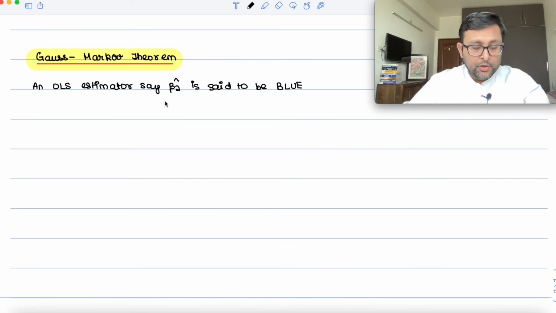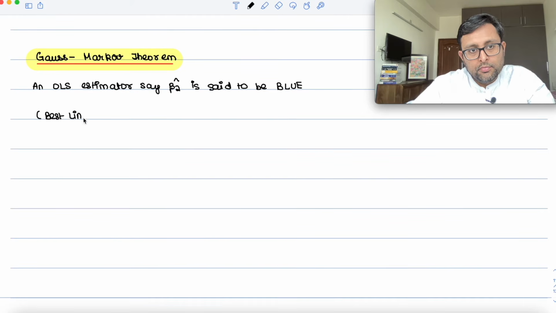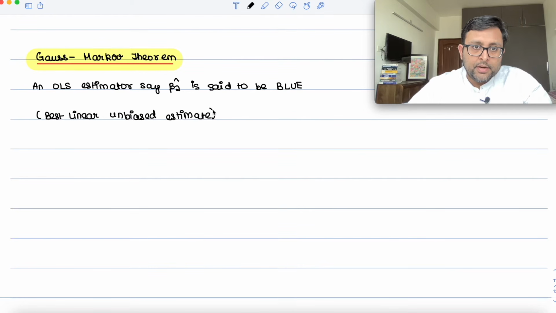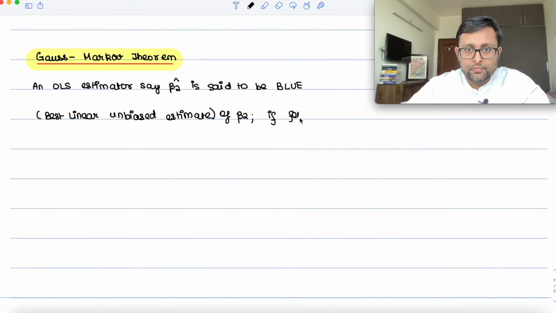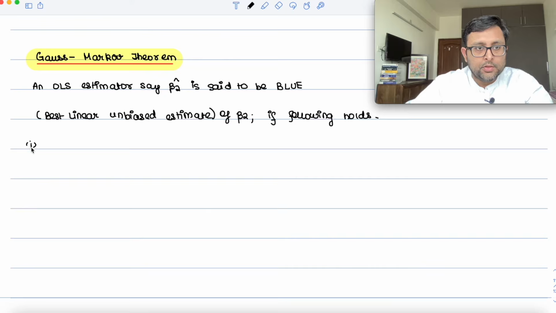What do you mean by BLUE? BLUE means best linear unbiased estimate. Best linear unbiased estimate of beta 2, if the following holds. Please make notes alongside me.